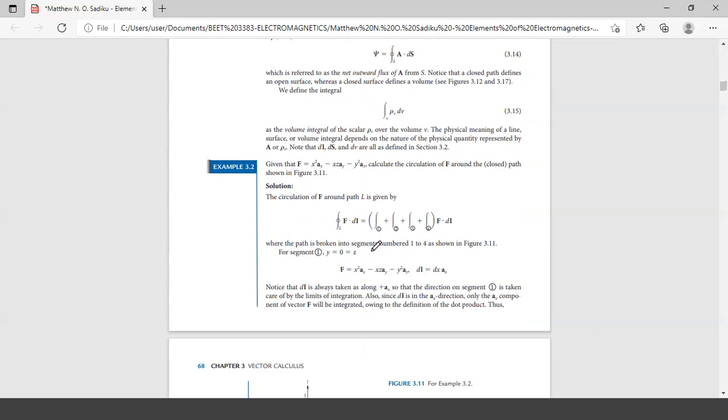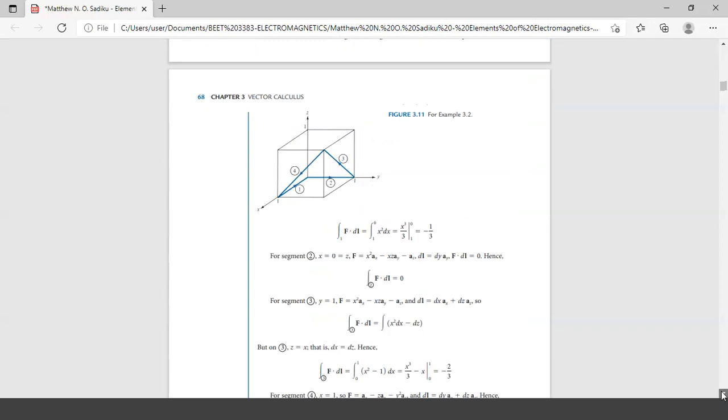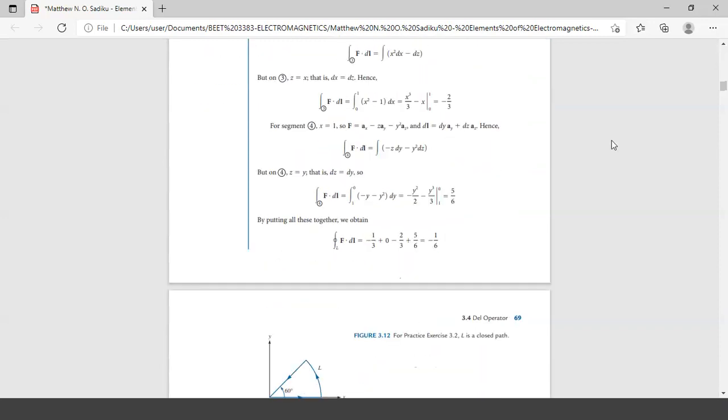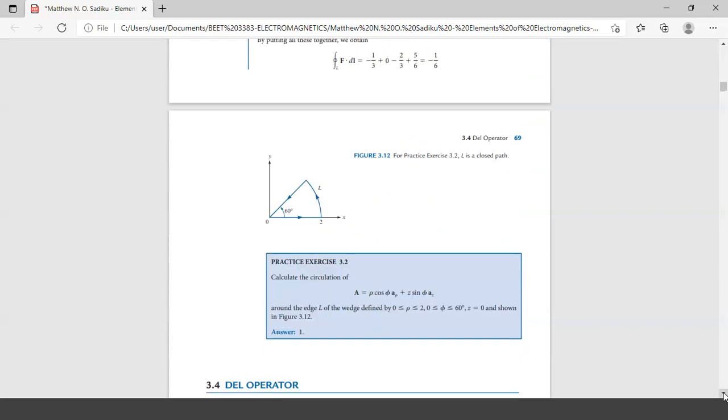So you can study example 3.2 on your own, and you can see how the line integral is applied. You derive it one by one, and you will get the answer.